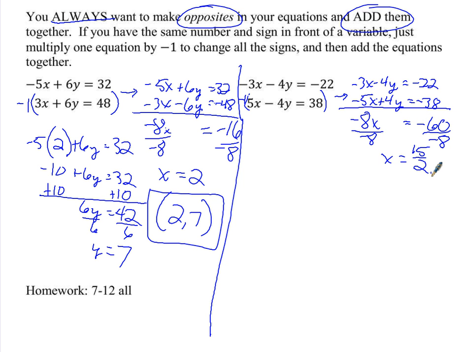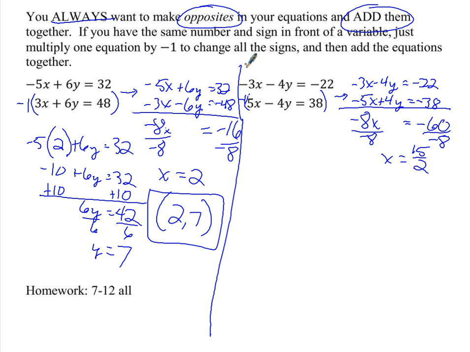Stick with the fraction. Don't go to decimal. It's going to be easier. 15 halves. We got a fraction. It's not that terrible. It's not bad. Keep going. Take the 15 halves and do what? Substitute it back into one of these two equations, one of the originals. Which one do you want to pick?